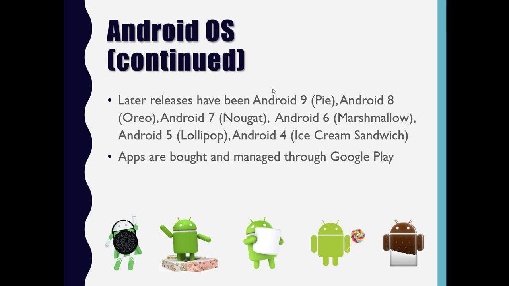And I just kind of put some of those icons down there at the bottom for them. Some of the other previous versions were even like Honeycomb. I think one was like Gingerbread. So it's just all different types of sweets, I guess they'll never run out. And those apps are bought and managed through Google Play.